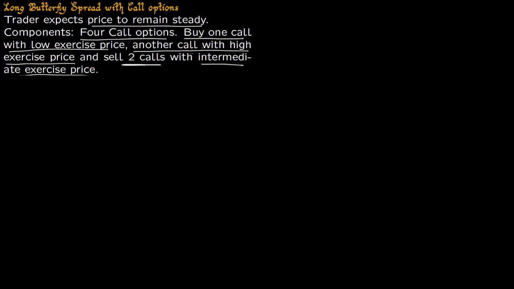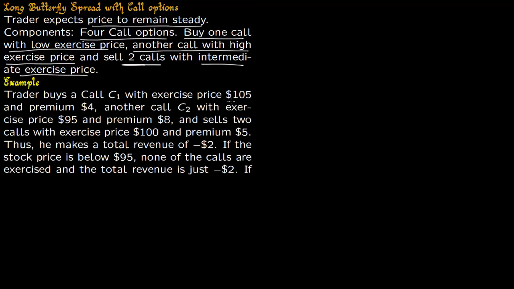So he buys two calls and sells two calls. Let us do an example to make things clear. The trader buys a call, say C1, with exercise price of 105 and he pays a premium of $4. He buys another call with exercise price of 95 and a premium of $8. So he has paid a total of $12. Then he sells two calls with exercise price of 100 and premium of $5. This is the amount of money he receives: 2 times 5, that is $10. So his incoming is 10.